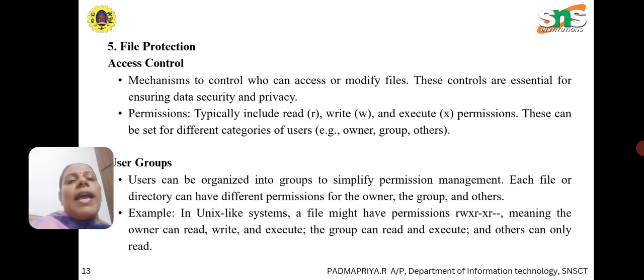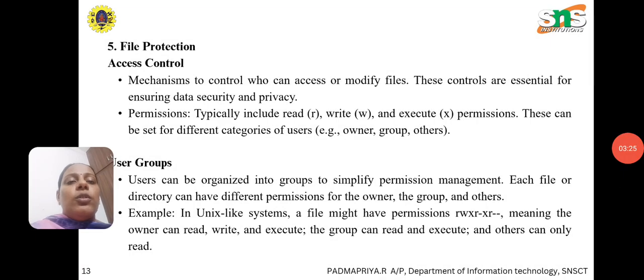File protection, access control, mechanisms to control who can access or modify files. These controls are essential for ensuring data security and privacy. Permissions typically include read, short form R, write, short form W, and execute, short form X. These can be set for different categories of users. Example, owner, group, others.